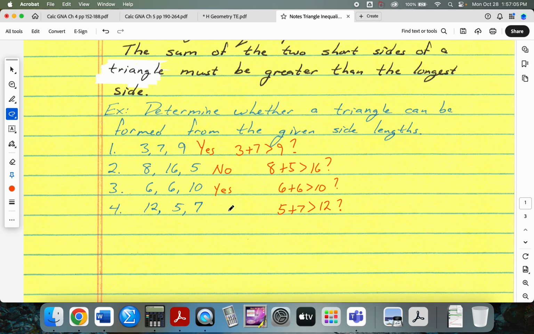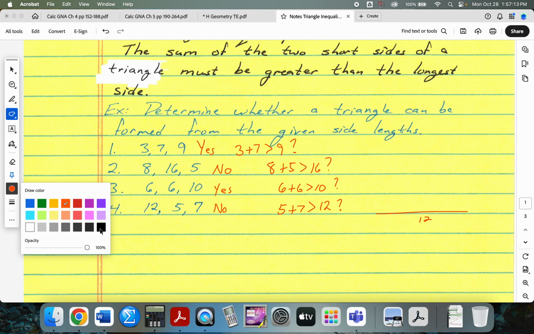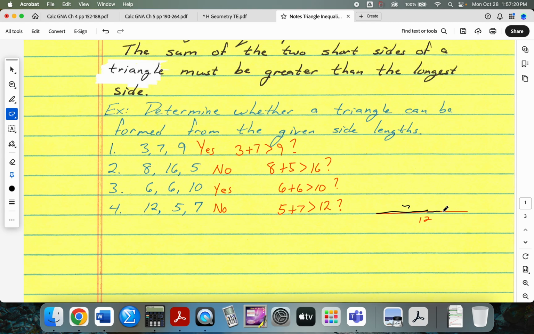No, it's equal to. If you were trying to make a triangle out of this, what would happen would be this: you would have this side would be 12. And the only way to make them touch each other would be to put them flat like this, where this is 7 and this is 5. Doesn't make a triangle, does it? Because there's no space in between those.